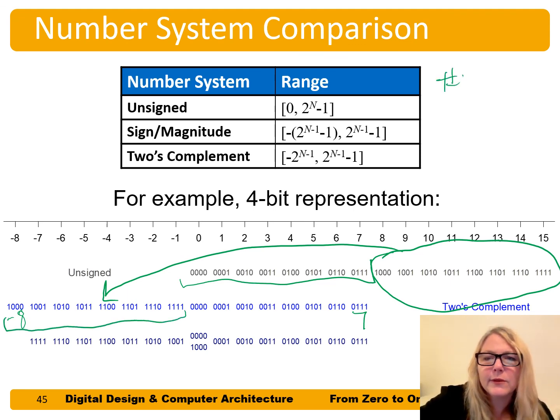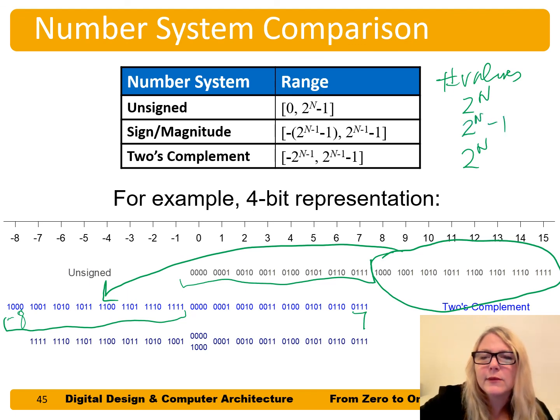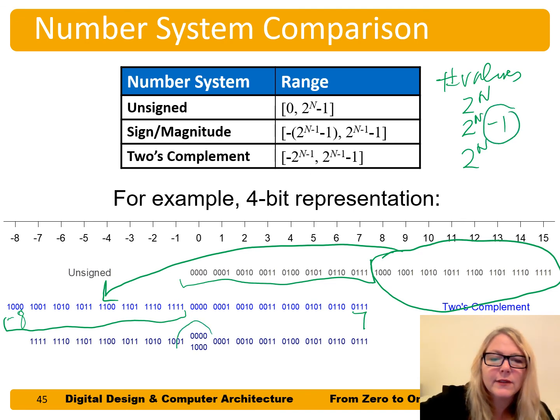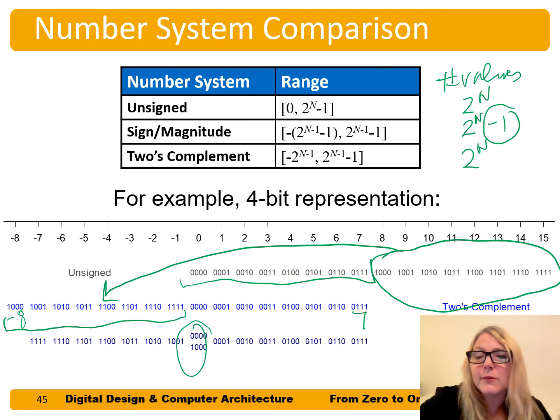And so for the number of values we can represent, we can use all of our values again: 2 to the n for 2's complement and unsigned binary. Only with sign magnitude numbers do we lose one of those values we can represent, because of the redundant representation of 0.